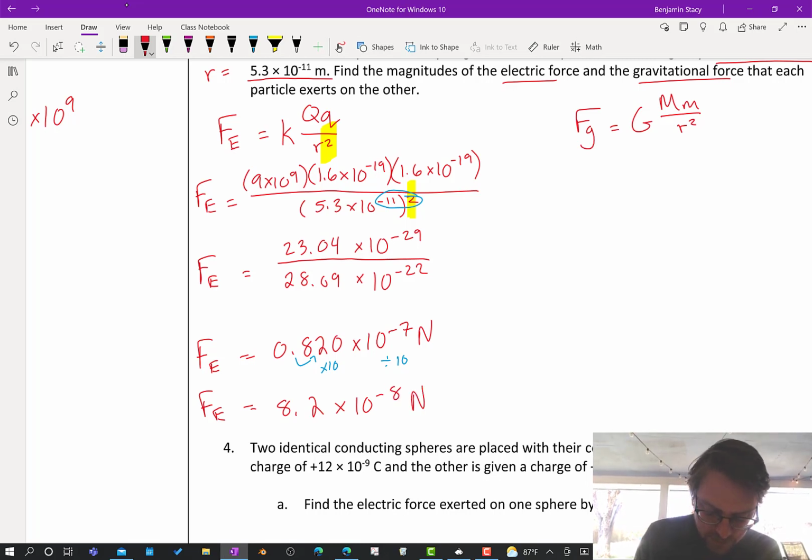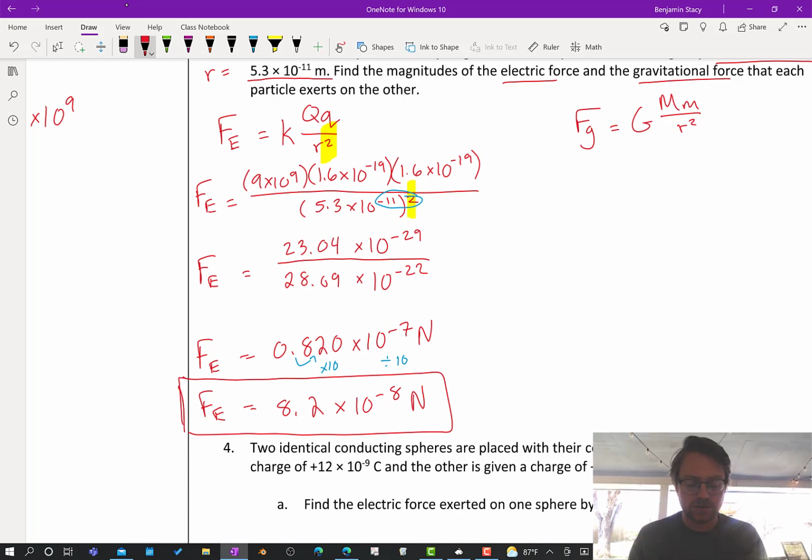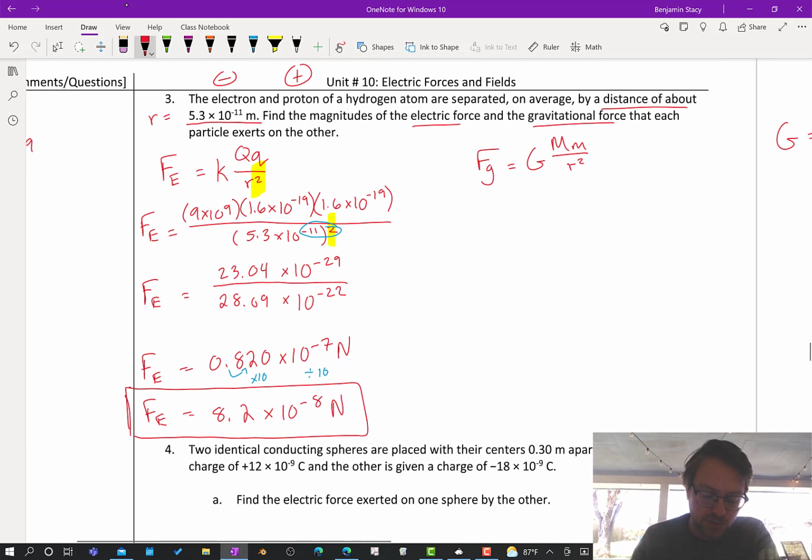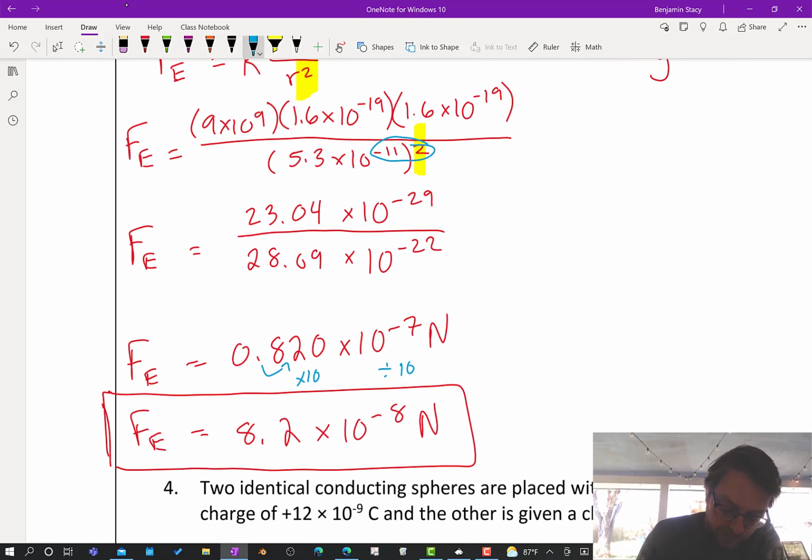And that's in newtons. So we've found one half of our solution, the electrostatic force between the proton and the electron. They have the same charge. It's attractive. So you could say, wait a minute, that's when we would have a minus sign in here. If we have a minus sign in there, that means it is an attractive force.